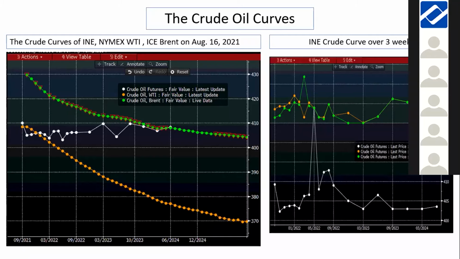And I might point out again that the INE curve is somewhat flat, and it hasn't started to take shape that way. Although some would argue it could be ahead of the other two curves, meaning that those other two curves are going to start to flatten out. So depending on your opinion, you can play different strategies to take advantage of that.